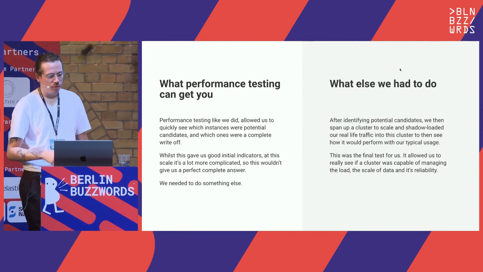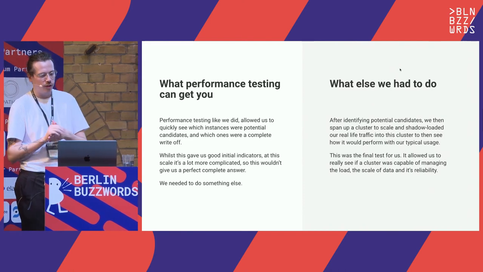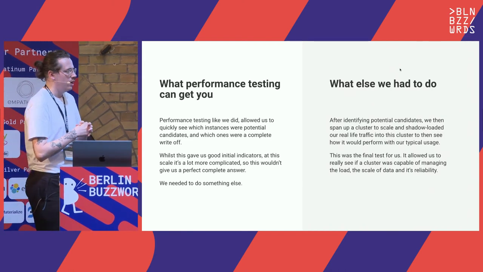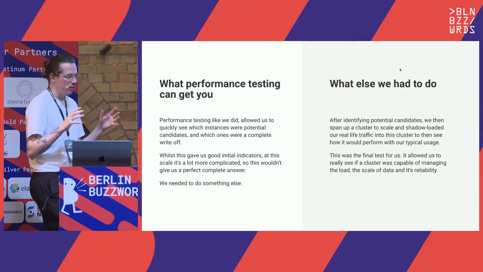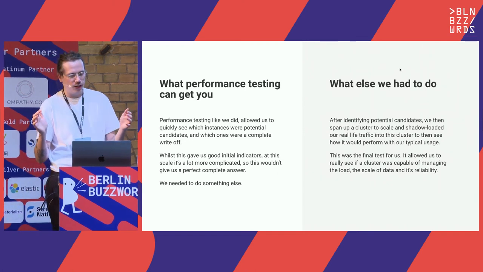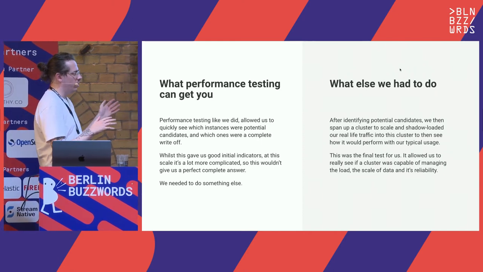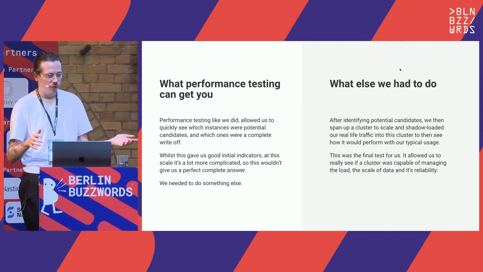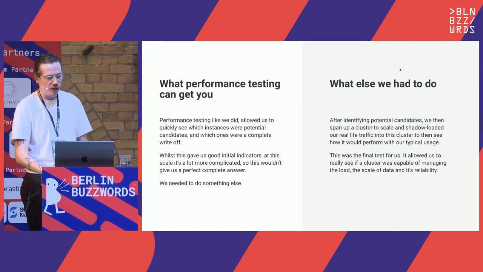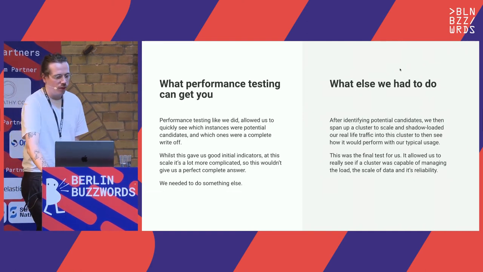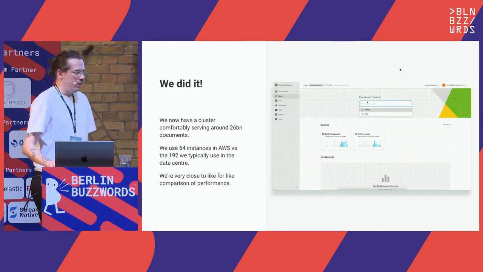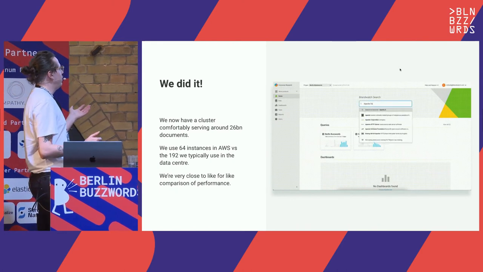So we needed to do something else. We applied what we call shadow loading. When we found an instance that we thought would work, we'd spin up a cluster to scale, and then we would shadow load any traffic going to a real cluster and point it to this one, so we could see what it looked like in a real-life scenario. And this, for us, was the final test. And with that, we managed to find something that would actually work for us.